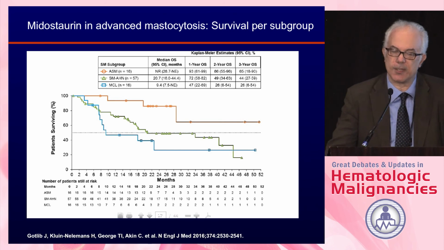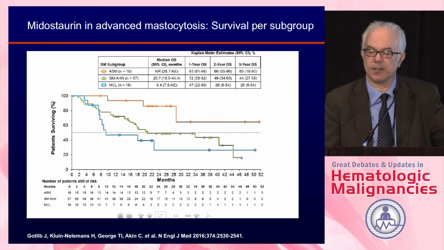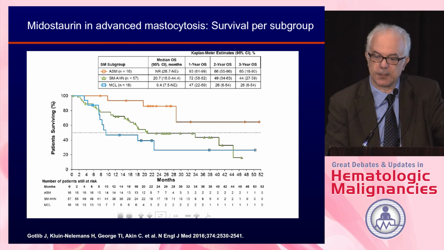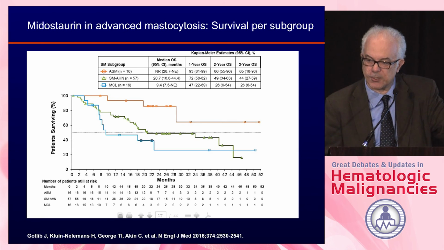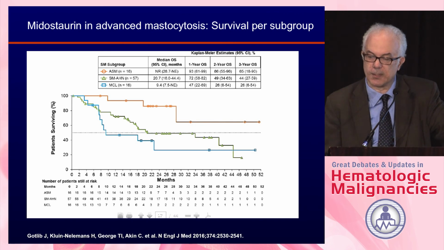Now, midostaurin is a multi-kinase inhibitor. It's currently in clinical trials, and there is a large phase 2 trial that was published in the New England Journal of Medicine last year. It does produce good responses, especially in patients with mast cell leukemia and aggressive systemic mastocytosis. The 50% survival has not been reached as of the publication of the study. So it has not been approved.